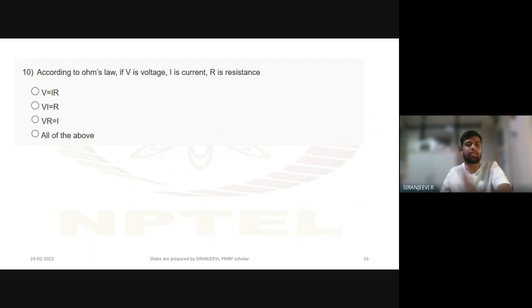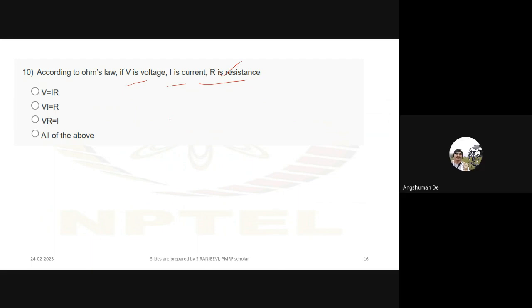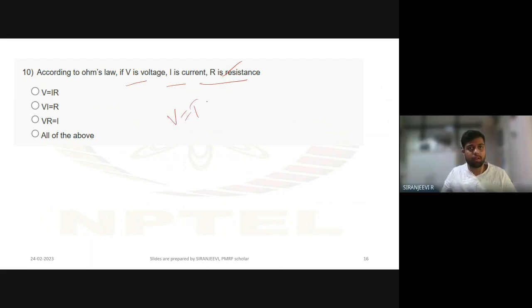This is the final question. According to Ohm's law, V is voltage, I is current, and R is resistance. What is the relation? A. V is equal to IR.